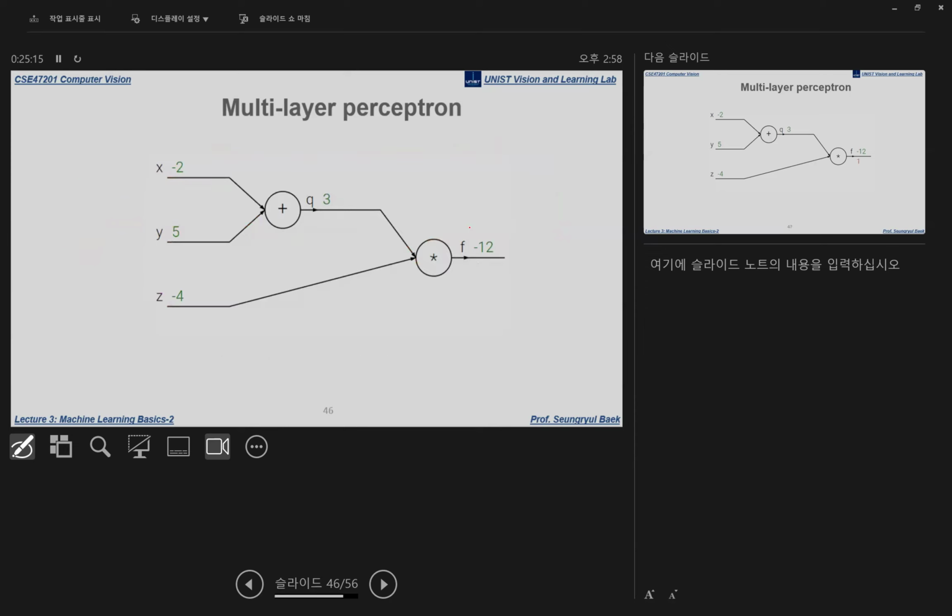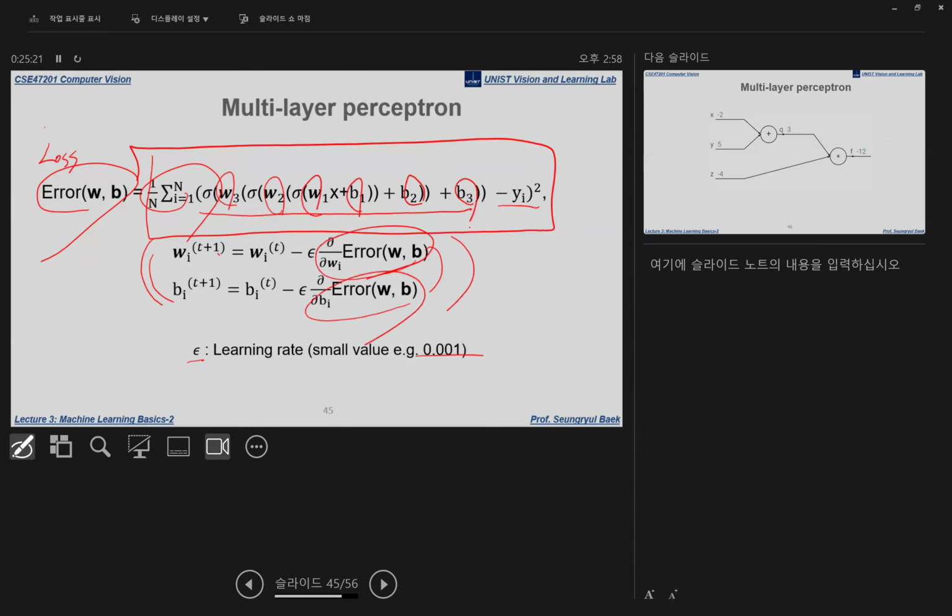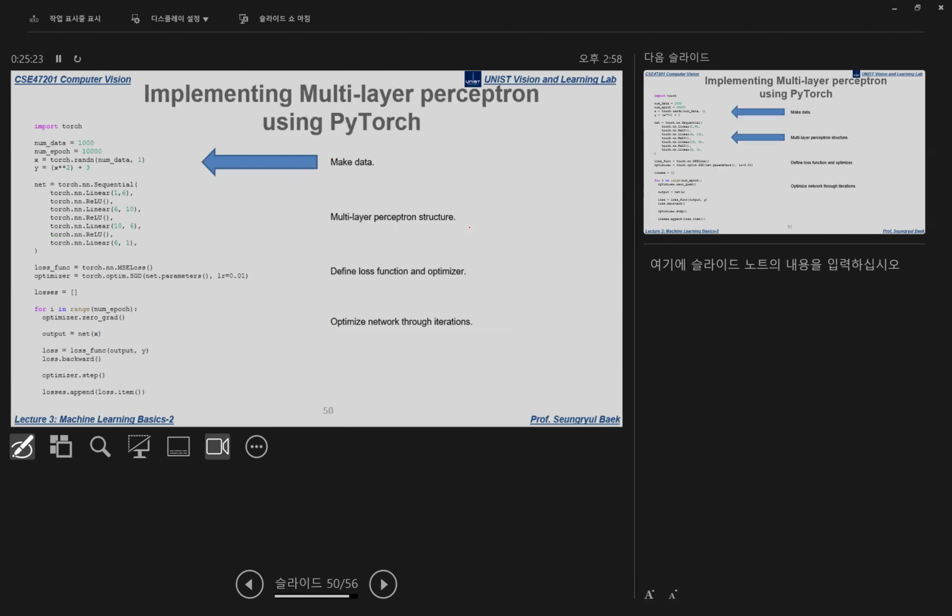Okay. That is the multi-layer perceptron. But before I explain this slide, I will show you the code for training these MLPs using PyTorch. And here, this is the data generation code.